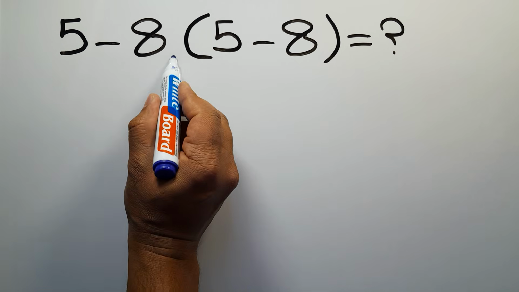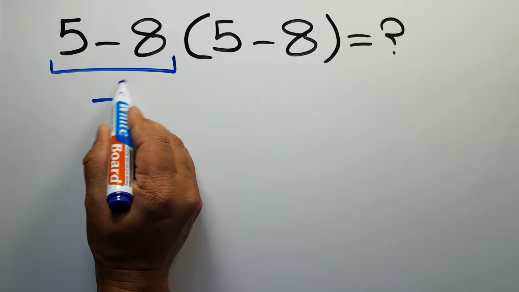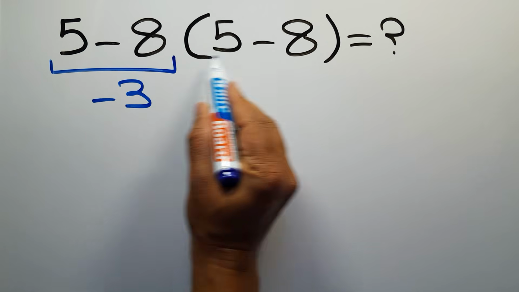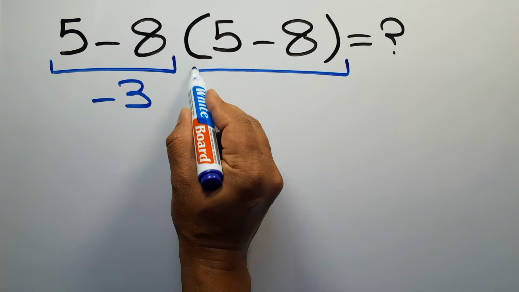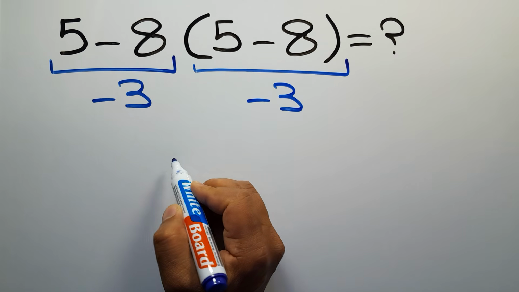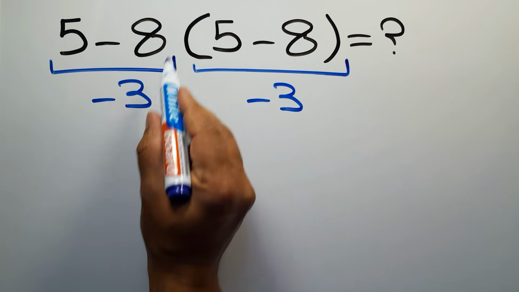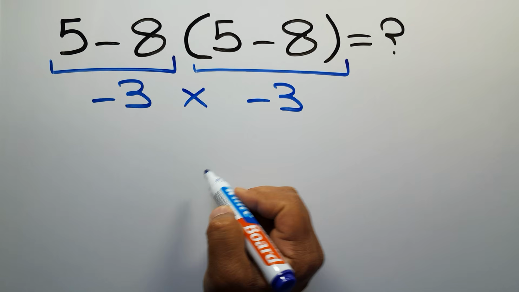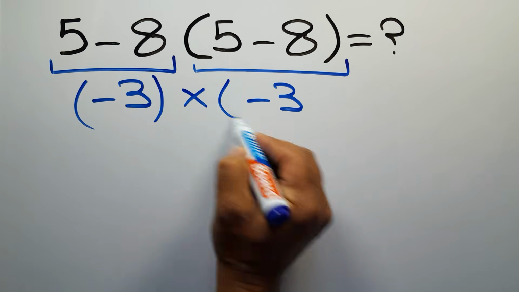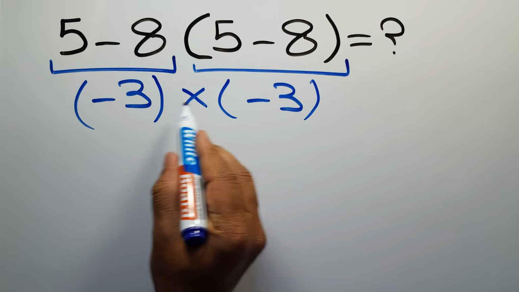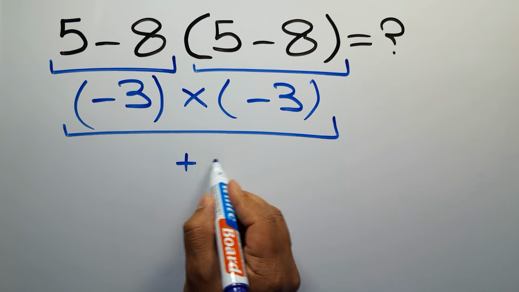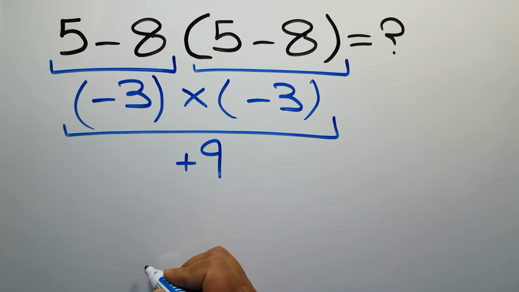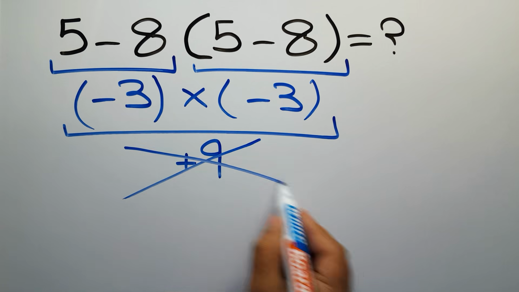5 minus 8 gives us negative 3. And again, here inside this parentheses, we have 5 minus 8. So negative 3 times negative 3. Okay? Negative 3 times negative 3 equals positive 9. But this answer is not correct.